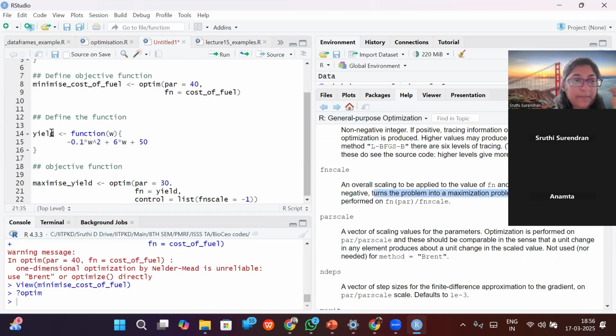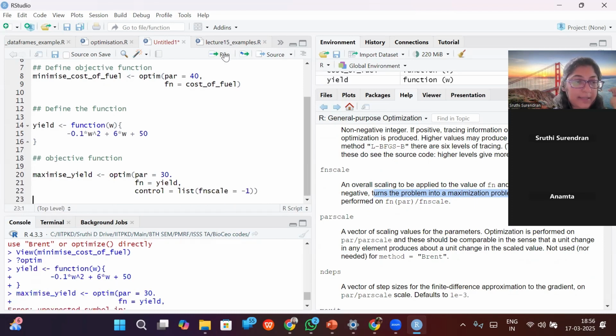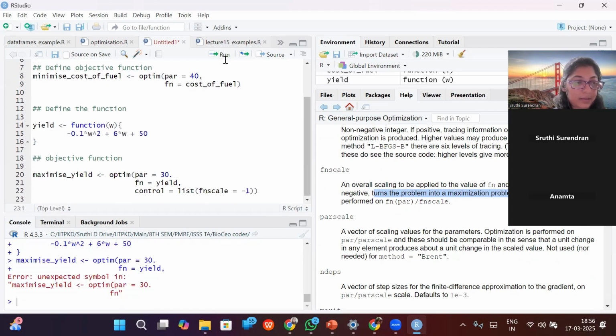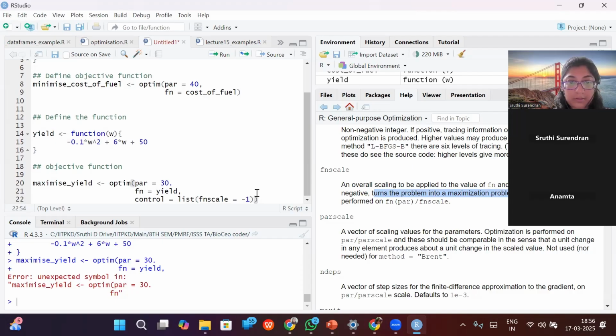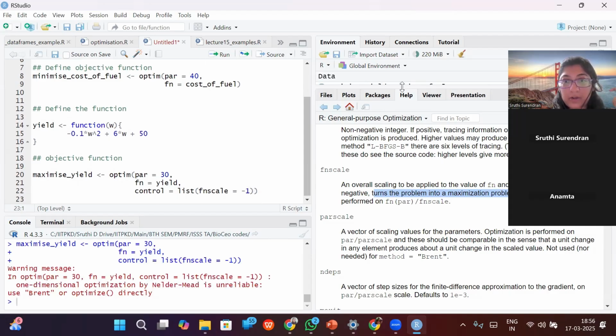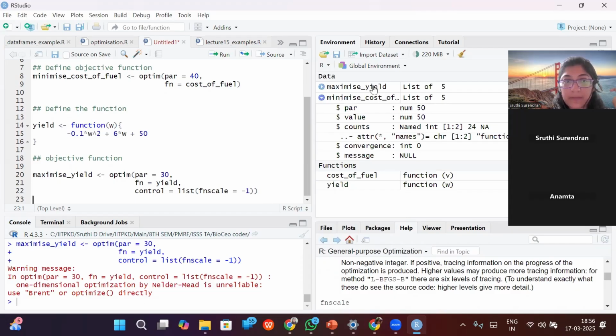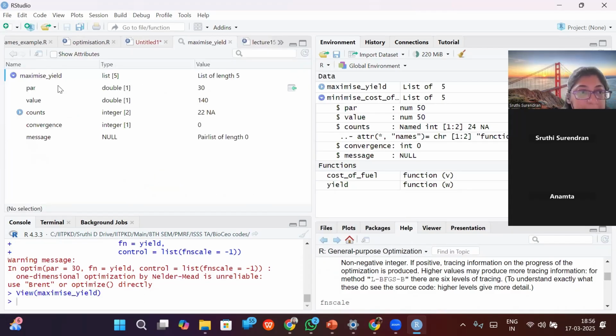So now when we run this and this, again, what happened? Okay, here there is no comma. So such small things can make errors. Okay, so we got the maximize function. Here we have got maximize yield. It is saying that at an initial value of 30, the maximized value is going to be 140.